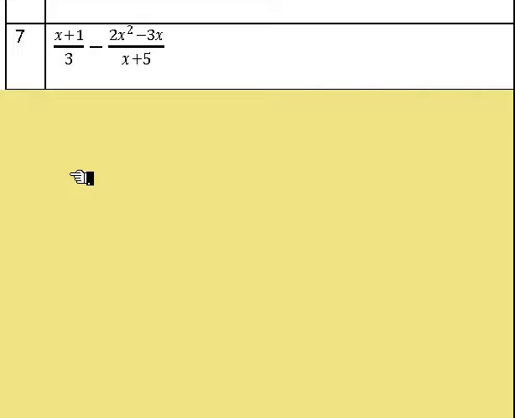Number 7, we're subtracting, so again we need a common denominator. We have 3 and we have x plus 5. Since these do not have any factors in common, the common denominator is just going to be the product of the two. So the common denominator is 3 times x plus 5. First fraction, to get this denominator we have to multiply top and bottom by x plus 5.